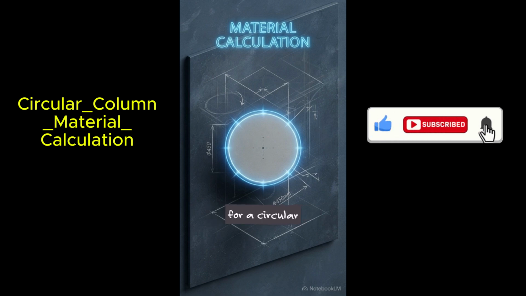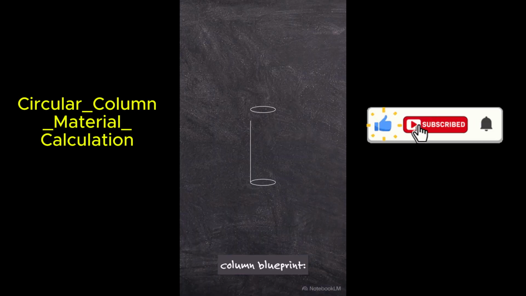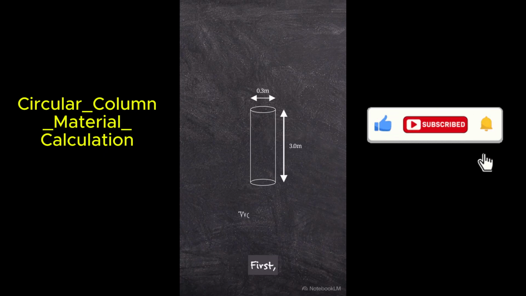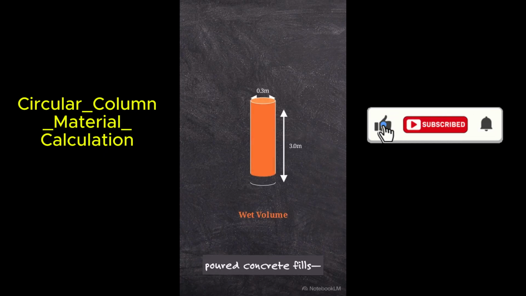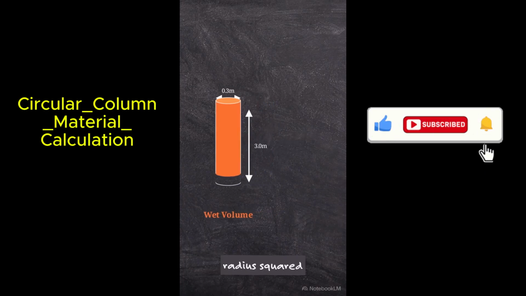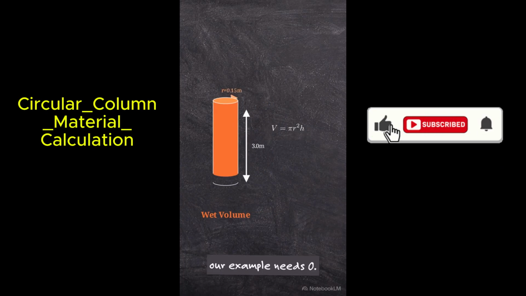Calculating concrete for a circular column requires precise math, specifically the dry volume factor. Take a standard column blueprint, 0.3 meters wide and 3 meters tall. First, we calculate the physical space the poured concrete fills, known as the wet volume. Using pi times radius squared times height, our example needs 0.212 cubic meters.